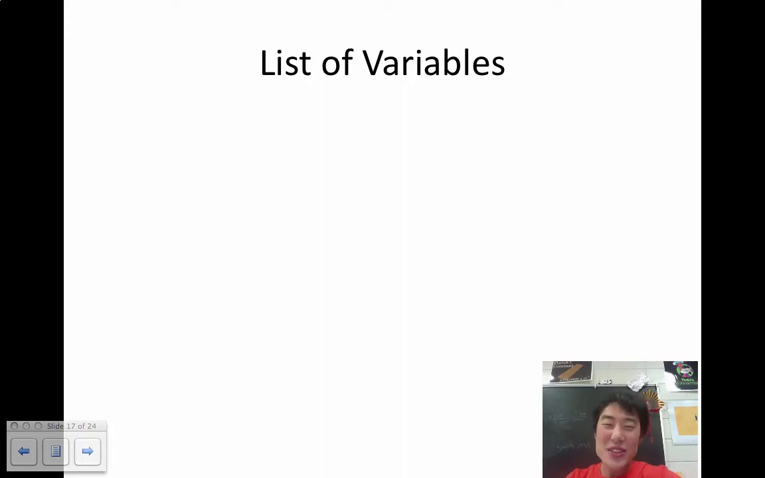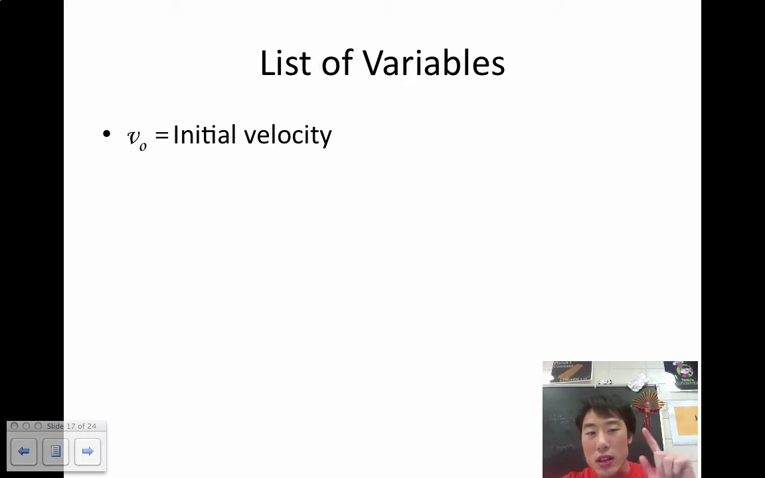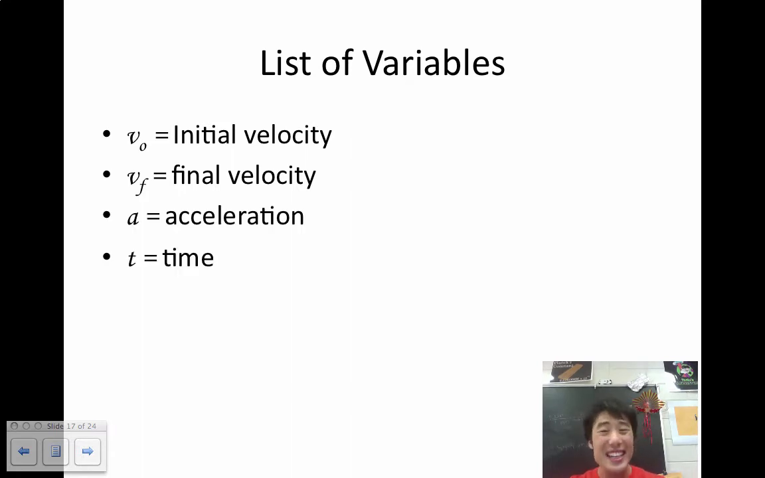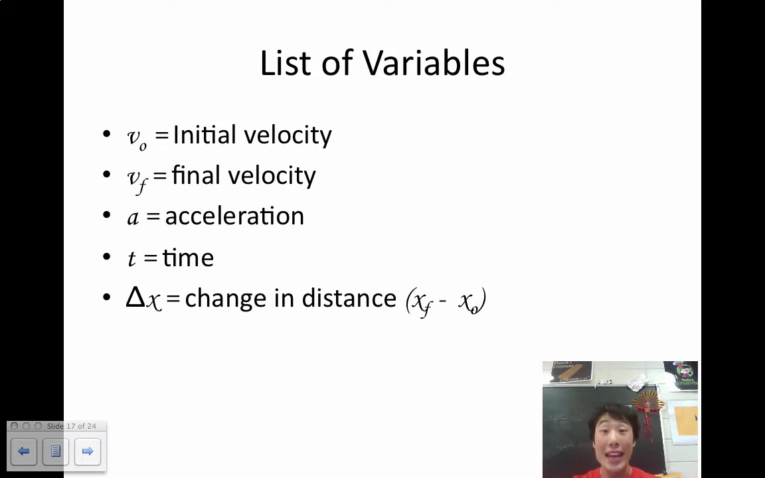Now, your list of variables. You'll be using these variables for your equations. V sub 0, that little O is a 0, and you pronounce it V sub 0, is what we call the initial velocity, the velocity the object starts off with. Similarly, the F stands for final velocity. V sub F means final velocity, A for acceleration, T for time, and delta X.